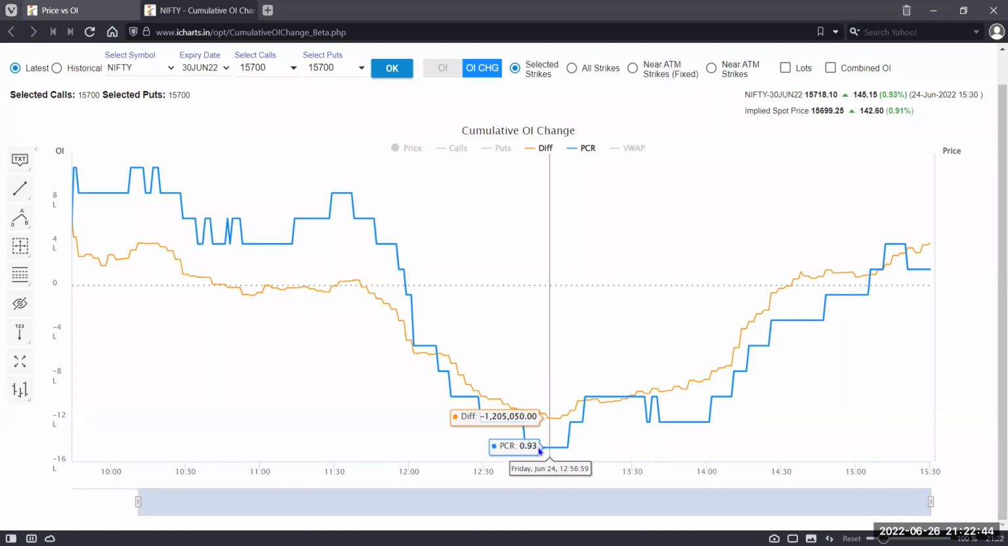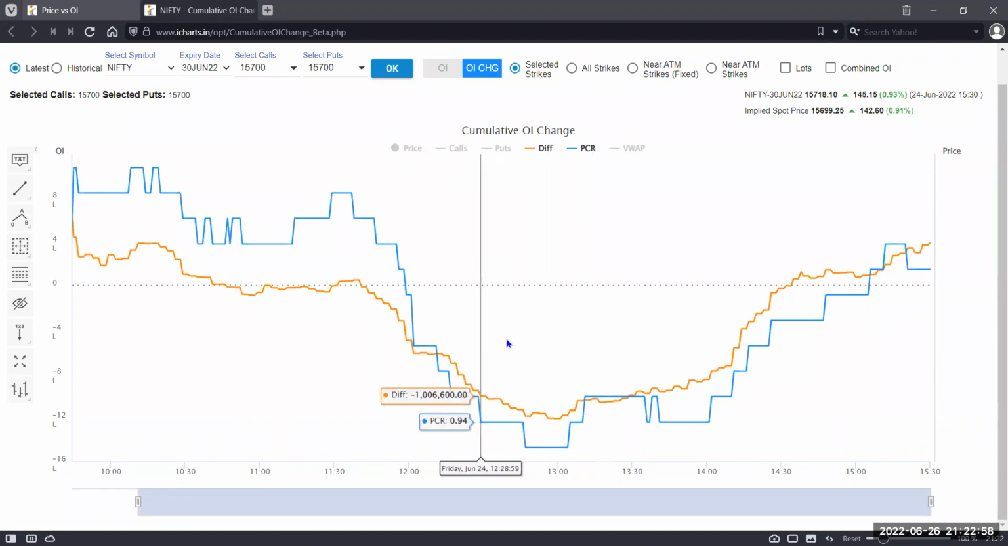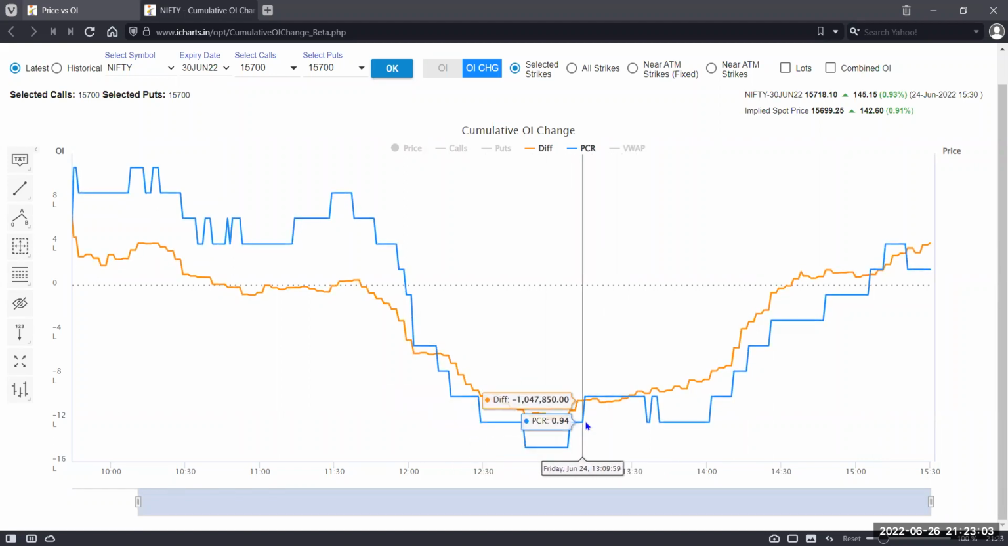So you can look at values also, but if you see, over here the value is only 0.93. So this is not too low, because people say that PCR needs to be below 0.75 or something, or 0.7, 0.6 to be ready for a reversal. It can reverse before that also. You need to be ready. So here the tide has changed. A lot more put writing started, or maybe call unwinding started. You can cross check that with OI breakup or total PE OI, whatever. We have seen that over here, a lot of unwinding happened. So all this is being summarized in the PCR. It's being reflected in the PCR.